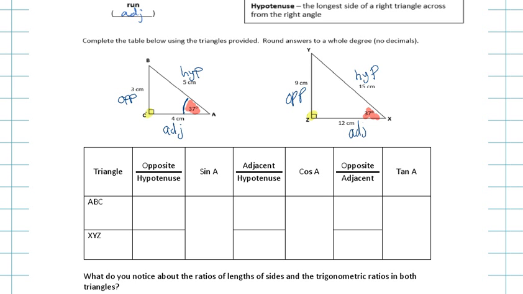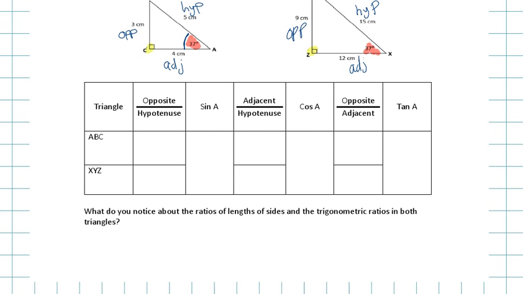So let's look at this. What the first question is asking you, in triangle ABC, is to find the opposite over the hypotenuse. So what's the opposite? 3, divided by what's the hypotenuse? 5. Can you find me the answer for that? What's 3 divided by 5? 0.6.